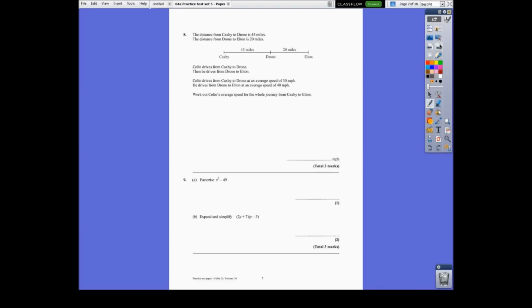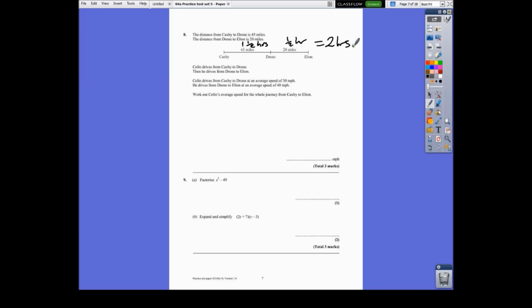Well, if he's doing 30 miles an hour from Caxby to Drone, 30 miles an hour to do 45 miles, that must be an hour and a half, so 1.5 hours. And then at 40 miles an hour to do 20 miles, that would only take him half an hour. So 1.5 hours plus half an hour is 2 hours. Again, you can use speed equals distance over time for that one, but it's quite easy numbers to do with common sense on that one.